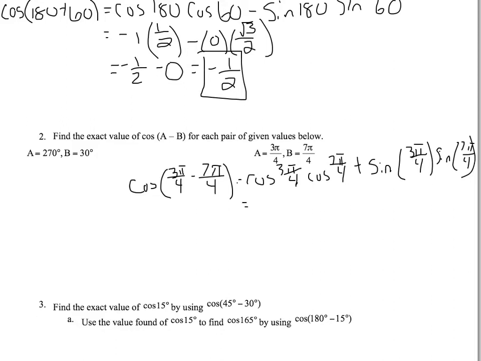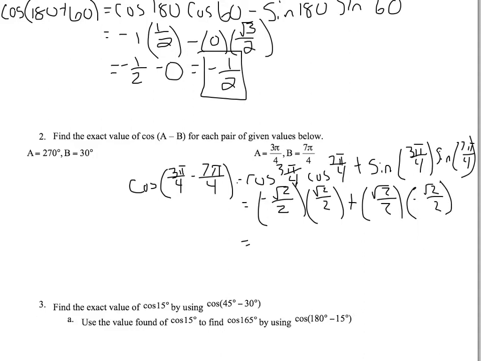Cos 3 pi over 4 is negative radical 2 over 2. If you did not get that answer when you typed it in, your calculator needs to be in radians. So you'll have to hit mode and make sure radians is highlighted. You would get a negative 0.7071, which is negative radical 2 over 2. And then cos 7 pi over 4 is a positive radical 2 over 2. Sine 3 pi over 4 is positive radical 2 over 2. And sine 7 pi over 4 is negative radical 2 over 2.